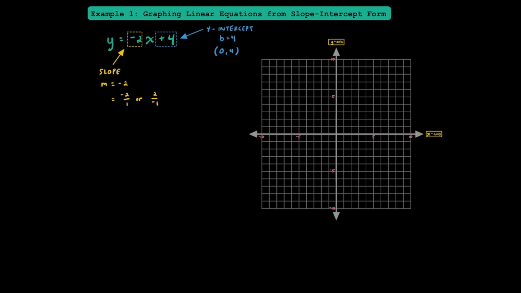The -2 represents the slope, so we can say m is equal to -2. Since slope is a ratio, we can write this as -2 to 1, or +2 to -1. Both of these are the same thing. To graph this equation, follow these 3 steps.